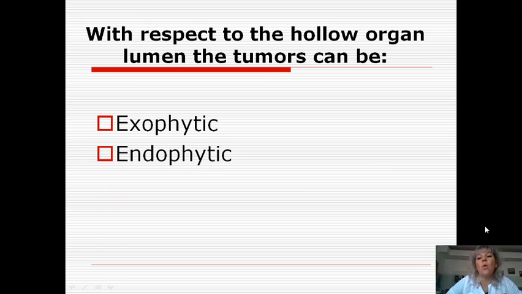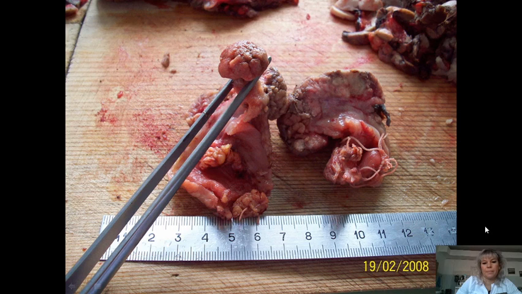With respect to the lumen of a hollow organ, the tumor can be exophytic, growing into the lumen of the hollow organ, as a plaque or as a node, or endophytic, where we see growth in the wall of the hollow organ. In this photo you can see exophytic growth as a cauliflower.